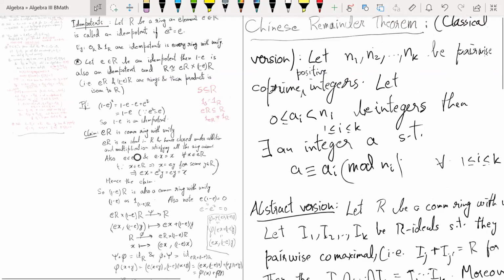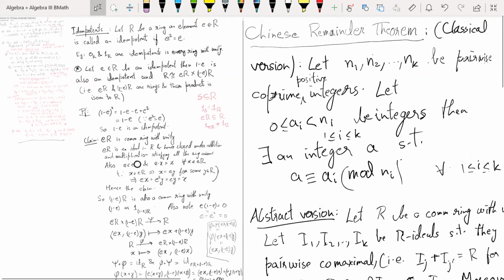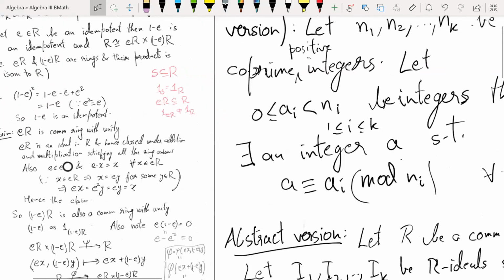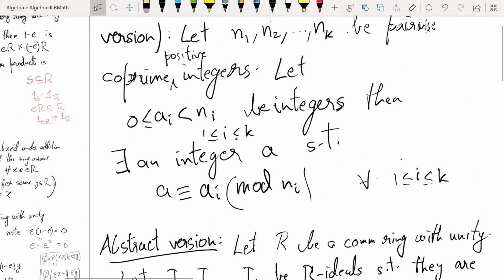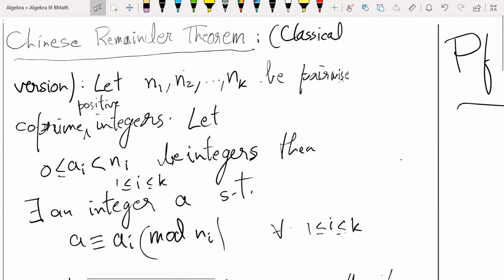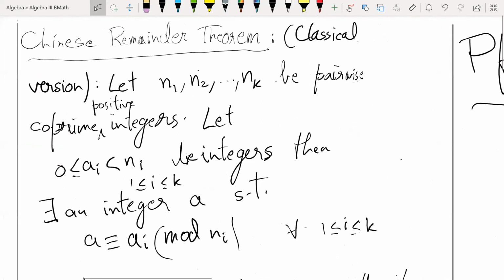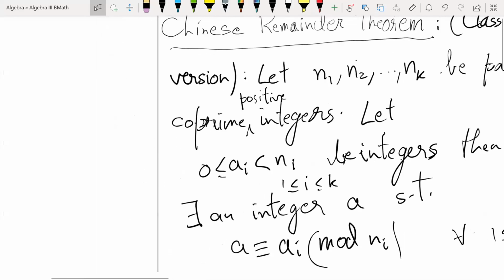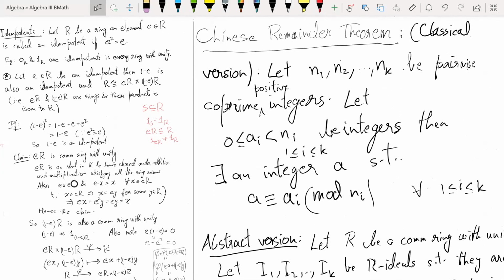This product of rings is useful for what is called the Chinese remainder theorem. So let me start the Chinese remainder theorem. Let me state the classical version of the Chinese remainder theorem, and then maybe we'll take a break, and then we'll state the abstract version of the Chinese remainder theorem.